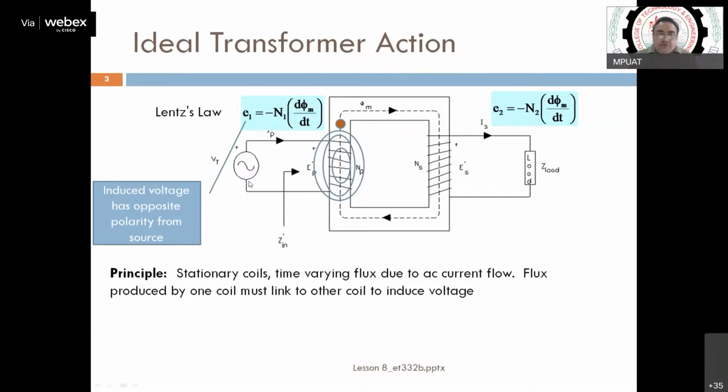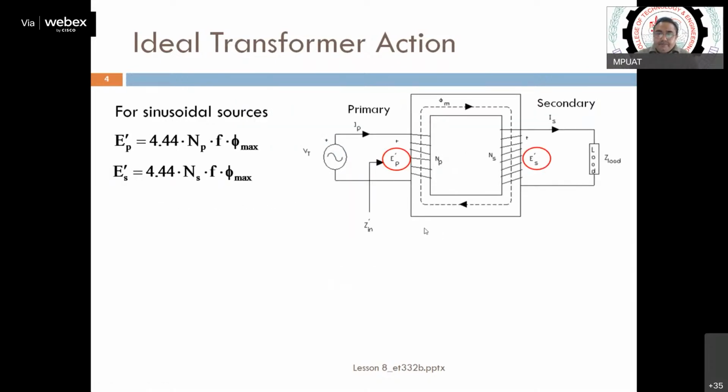So what I was explaining was the working of an ideal transformer. I have already told you that an ideal transformer means that the input power is equal to the output power, and also I was telling that there is no leakage flux. And the flux concept I have already given you.